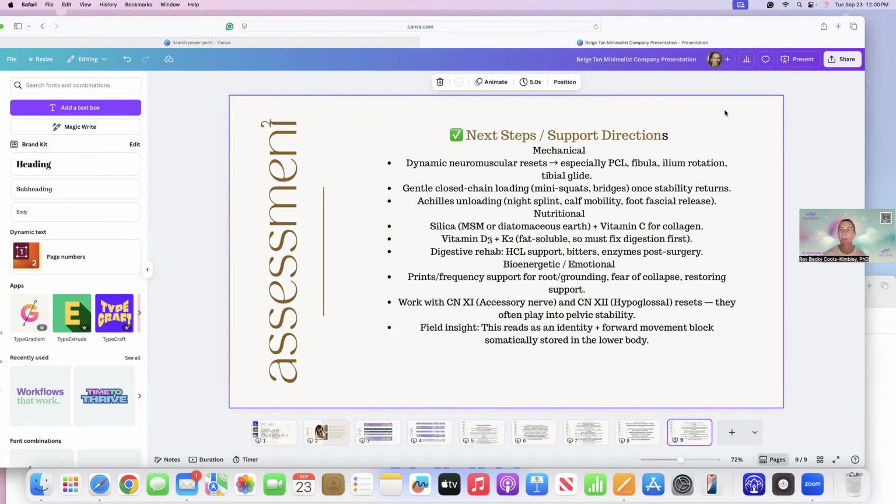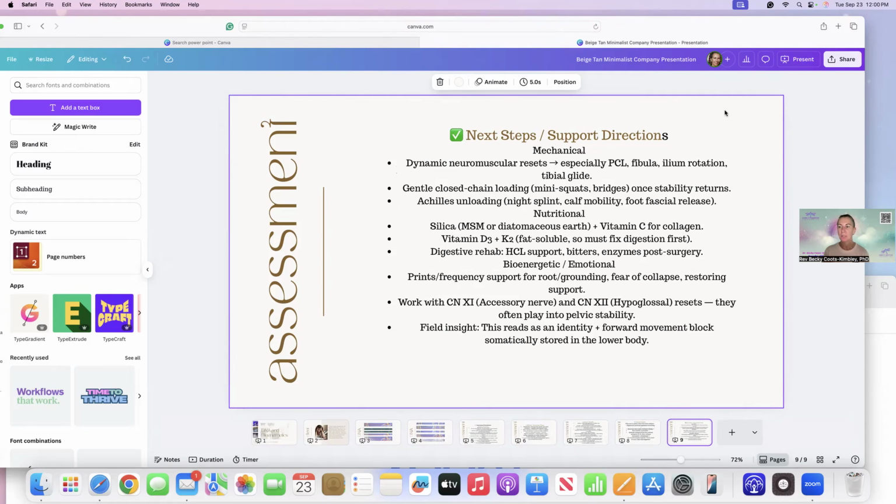So, what would be some of the directions to give this client? We would be doing some dynamic neuromuscular assessment drills, specifically joint flossing. Today we worked on some heel strike, some mid gait, and some toe off. We have not added any fibula rotation yet because that's just too much for the system.